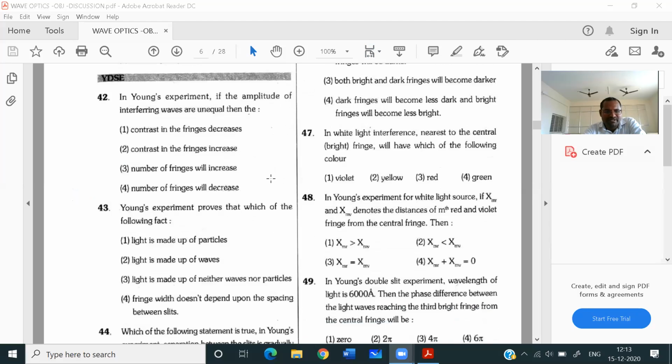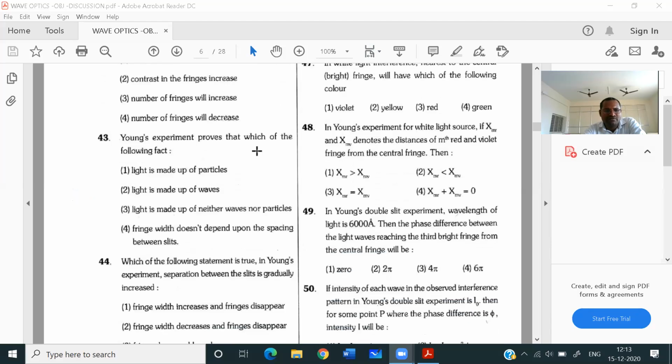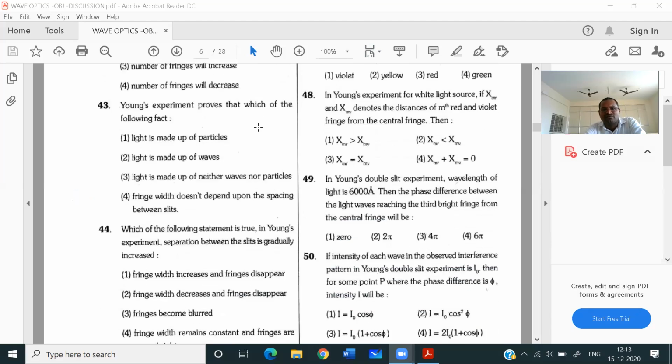Read. The YDSE experiment proves which of the following facts? So the YDSE experiment proves the wave nature of light. Light made up of particles is wrong. Light made up of waves, yes, it is correct. Okay. The YDSE experiment proves that light is made up of waves. Clear? And option 3, light is made up of neither waves nor particles, wrong.